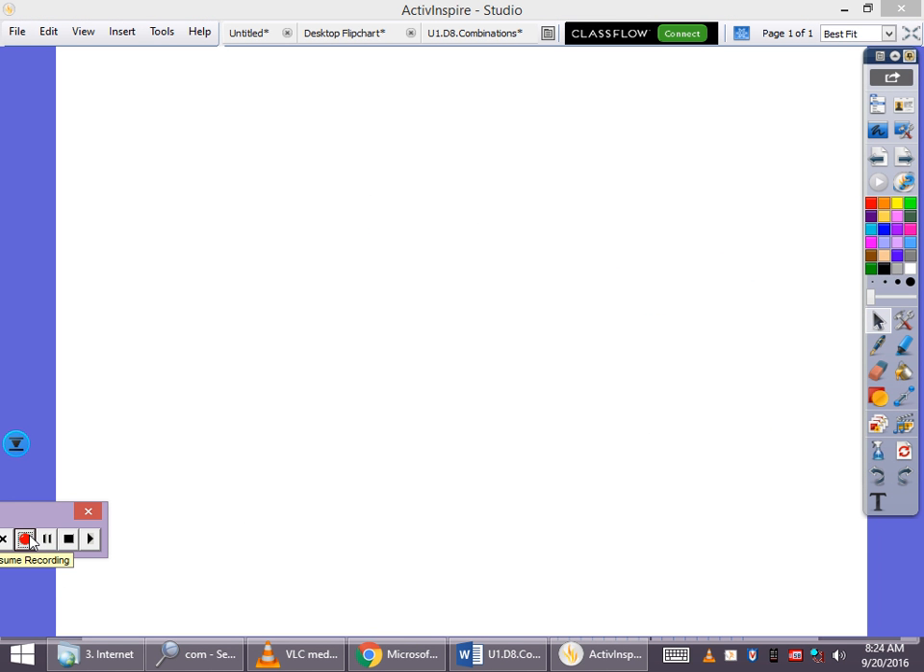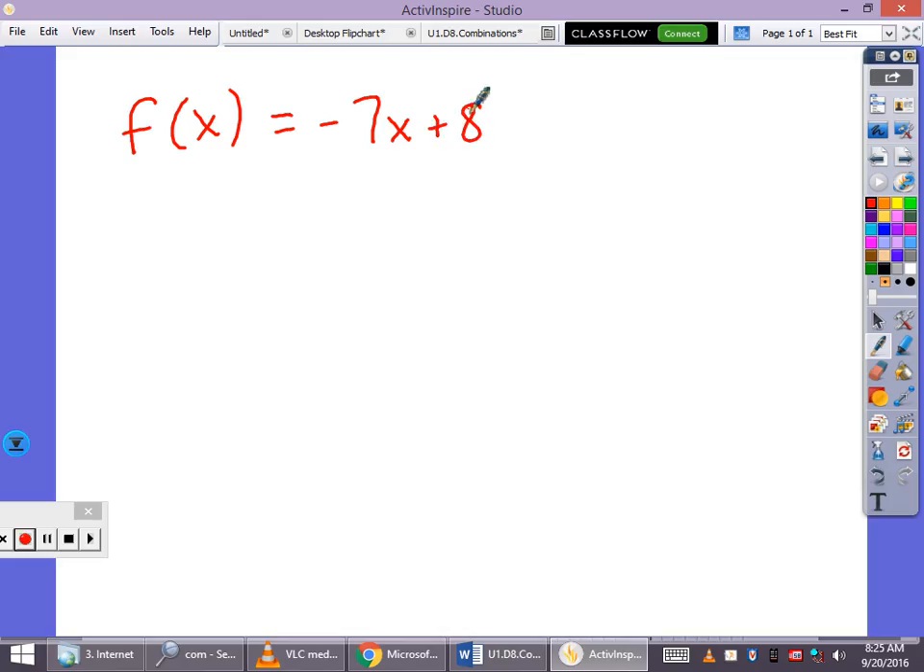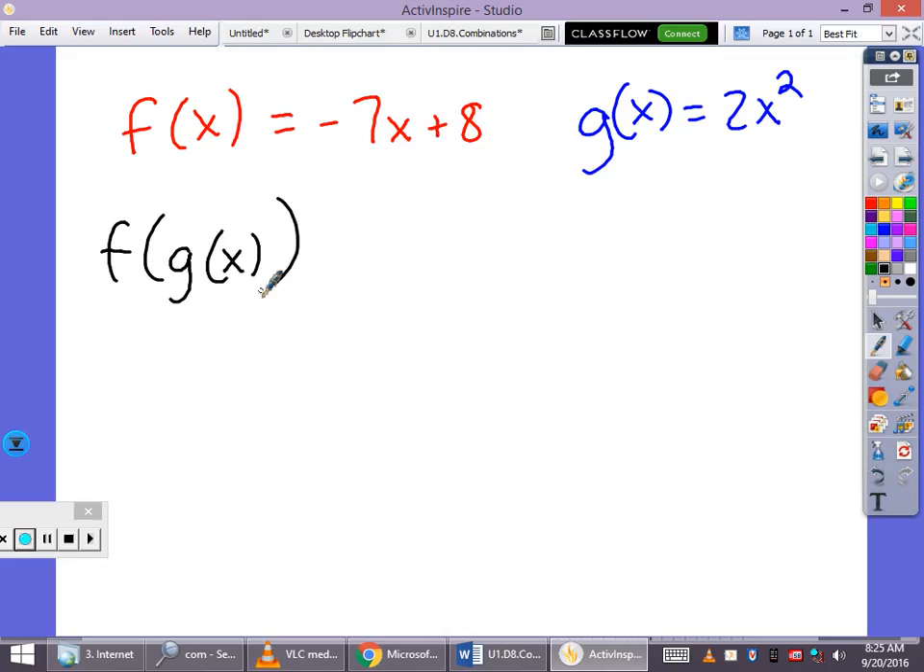All right, now it's time to practice some of these compositions of functions. I have f of x is equal to negative 7x plus 8, and I have g of x is equal to 2x squared. I would like to know f of g of x, which means I'm going to substitute who for who. I'm going to put the g equation where? Where the x is in the f equation.